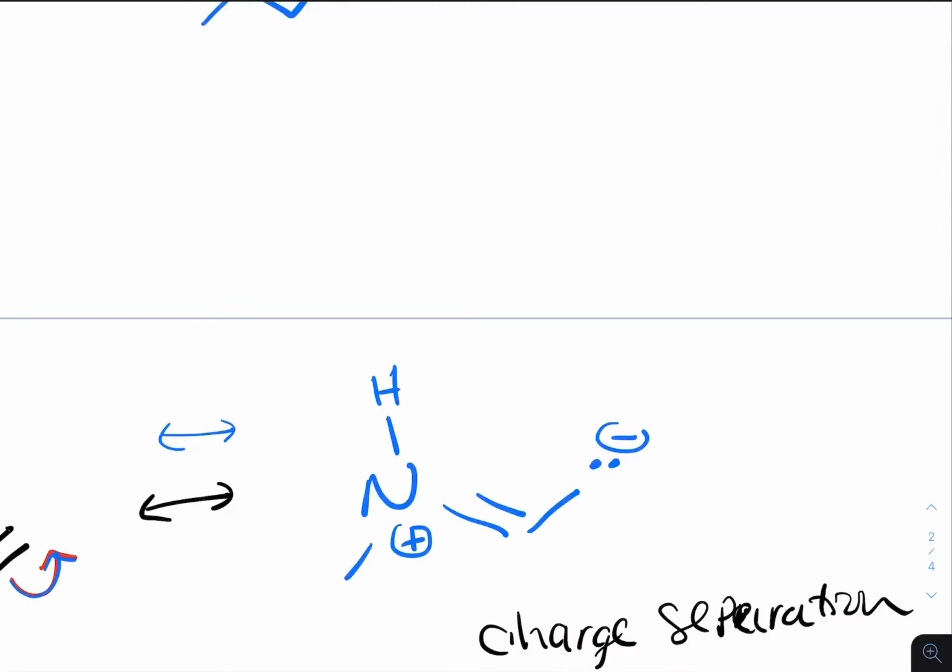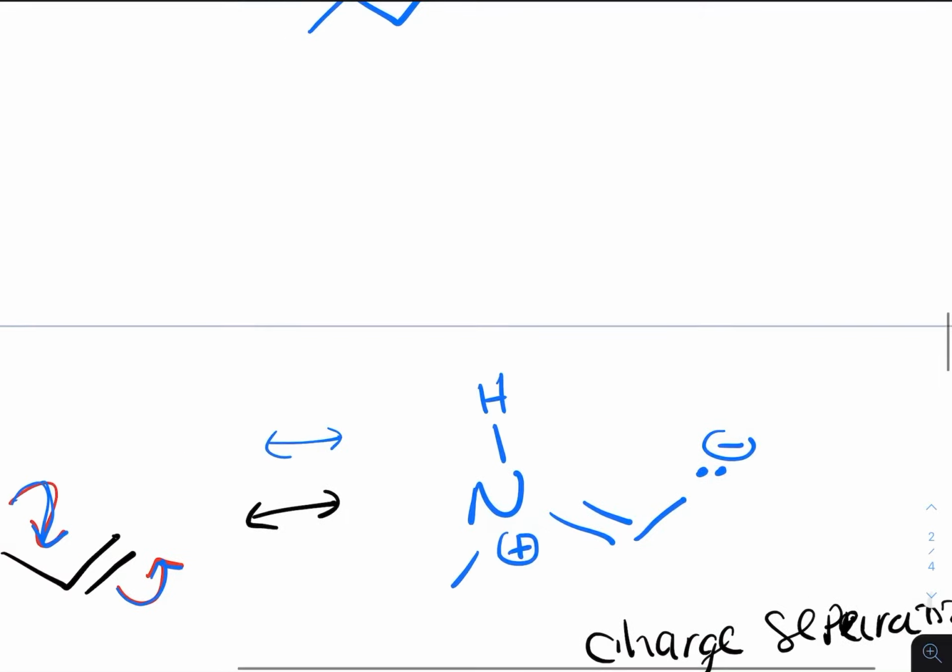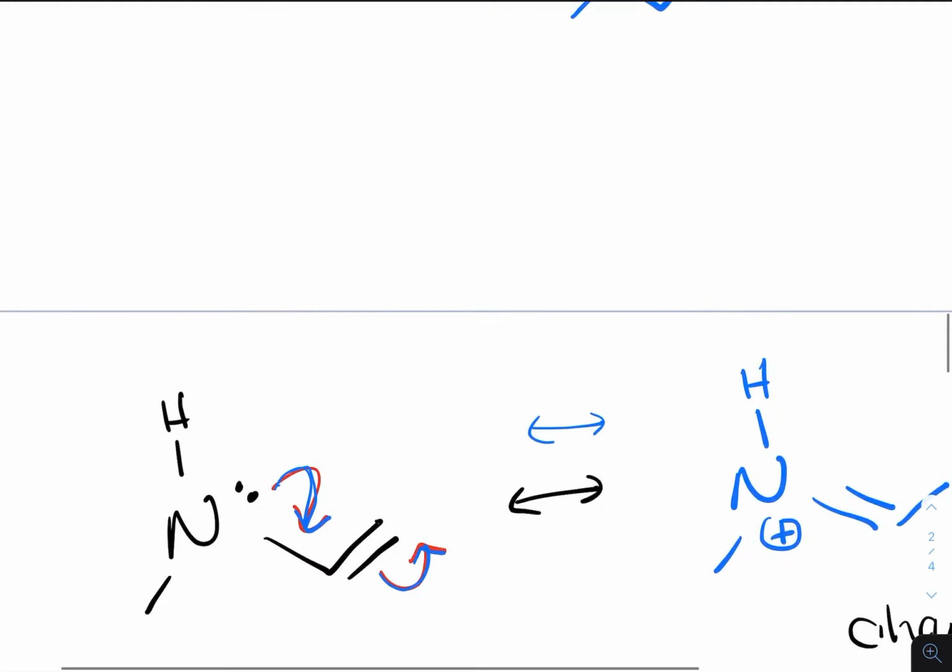We're able to tell that there's a positive on nitrogen if we do the formal charge, which is covered in a previous video, so please check that out. So there's a charge separation with this one. So we know that the major resonance contributor would be this one.